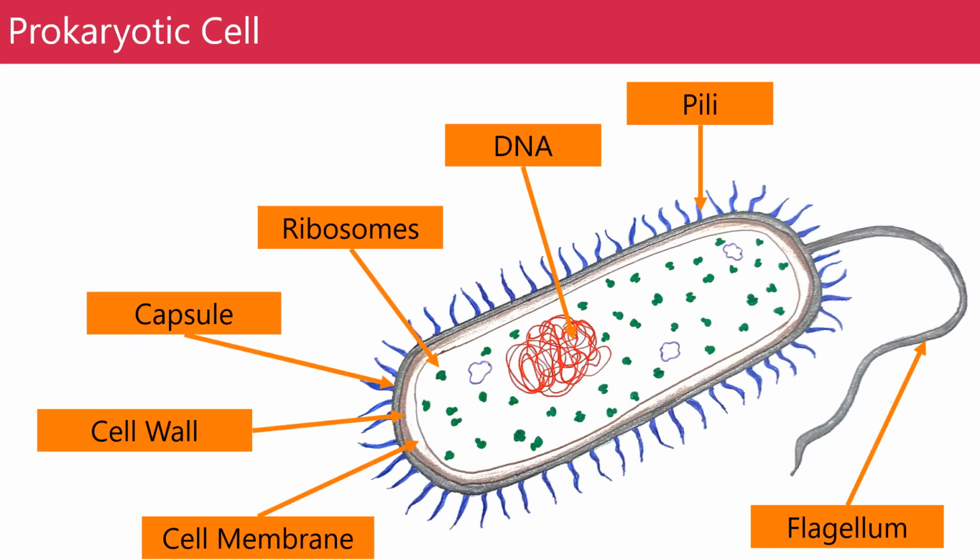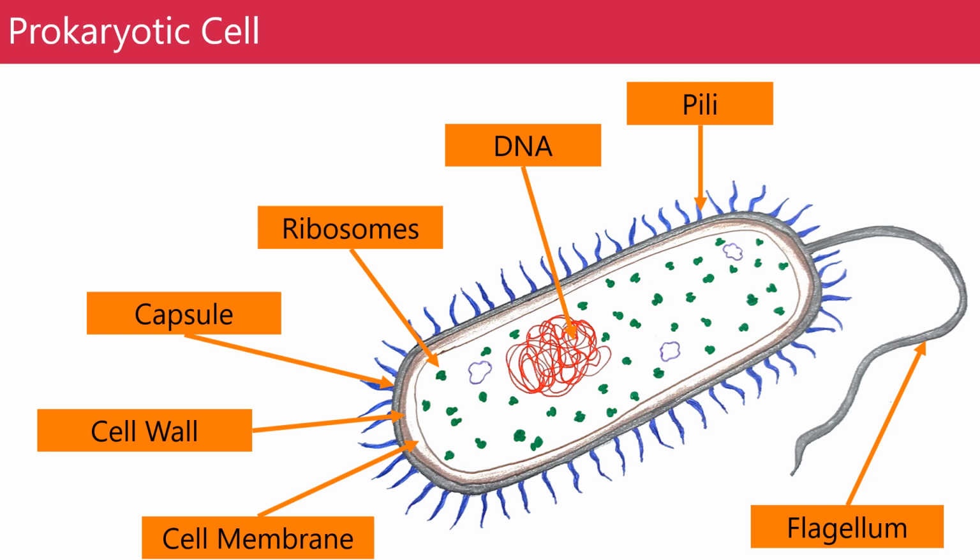Components of prokaryotic cells. All cells share four common components: a plasma membrane, an outer covering that separates the cell's interior from its surrounding environment; a cytoplasm, a jelly-like cytosol within the cell in which other cellular components are found; DNA, the genetic material of the cell; and ribosomes, where protein synthesis occurs. However, prokaryotes differ from eukaryotic cells in several ways.